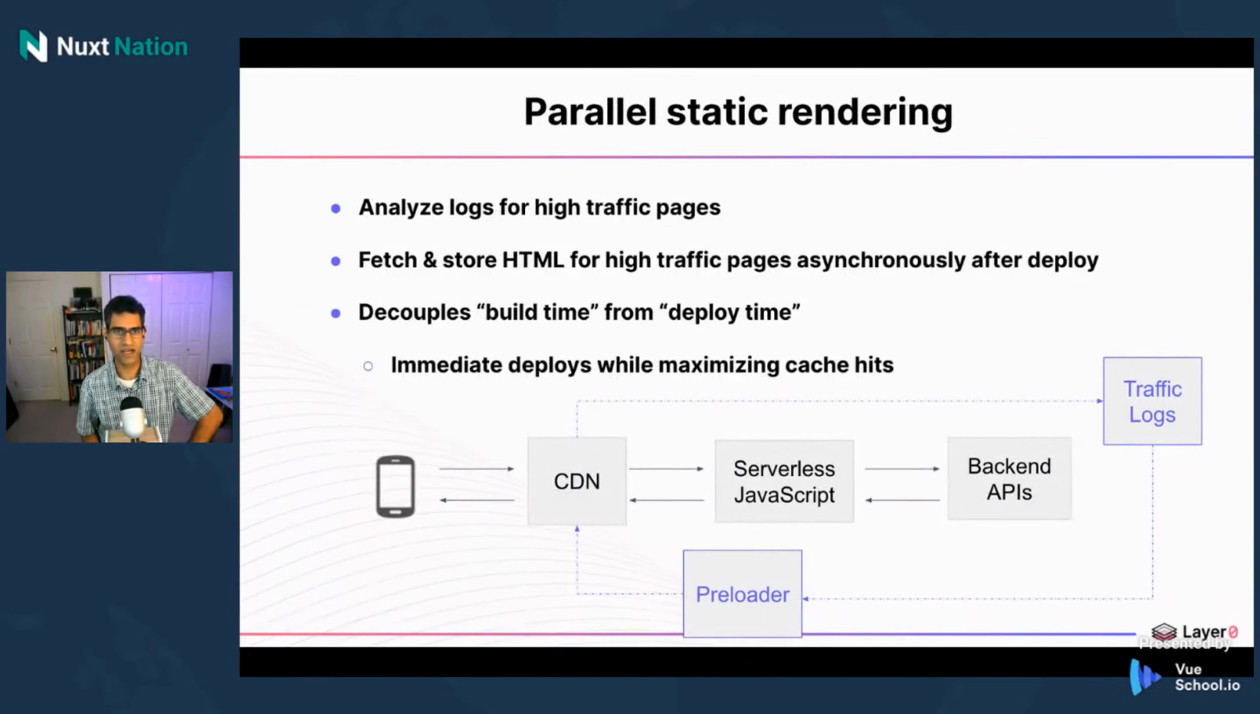Finally, before we move on, there's another technique called parallel static rendering. In this technique, you basically allow the system to serve the pages dynamically. And then at deploy time, the system will analyze the traffic logs and decide what are the most high-traffic pages, and it will fetch and render those ones asynchronously after the deploy. So you have a deploy, and then it goes through and says, let me make sure I render all the most important ones. If something comes in that's not one of those, you still just render that on demand. And this effectively decouples the build time from the deploy time. So you get immediate deploys while maximizing cache hits.